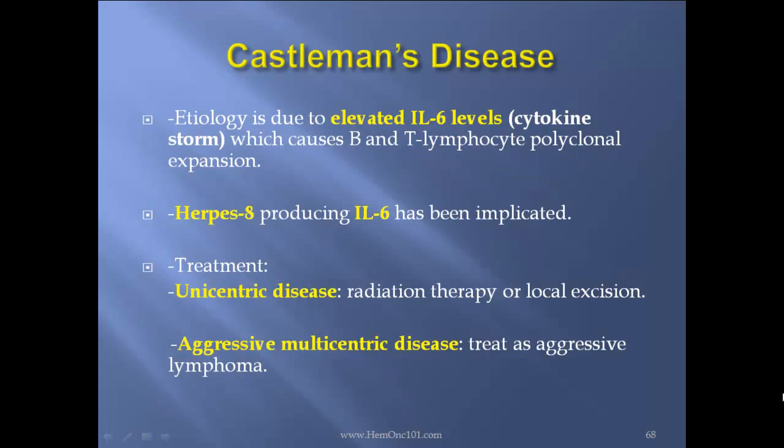Etiology is due to elevated IL-6 levels, a cytokine storm, which causes B and T lymphocyte polyclonal expansion. Herpes 8 producing IL-6 has been implicated. Treatment for unicentric disease is radiation therapy or local excision. For the aggressive multicentric disease, treat as aggressive lymphomas.